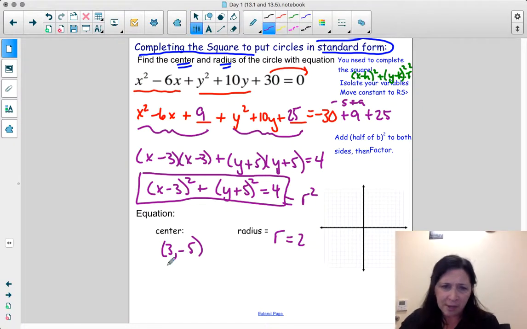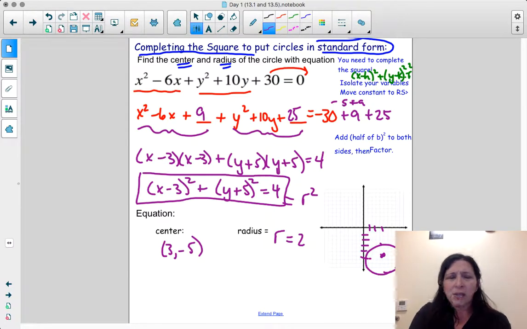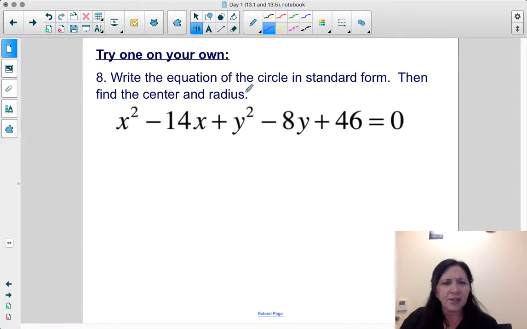And then in graphing this, I have over 3, down 5, and over 2, up 2, etc. So making a circle like that. Okay, so that's completing the square to find the center and the radius. So in order to do that, let's do that again.